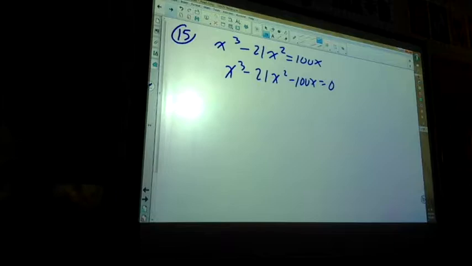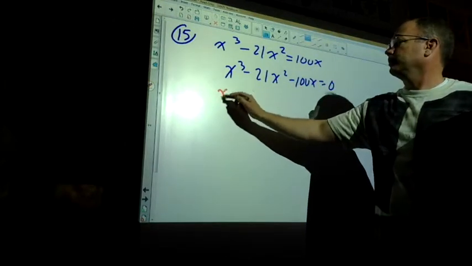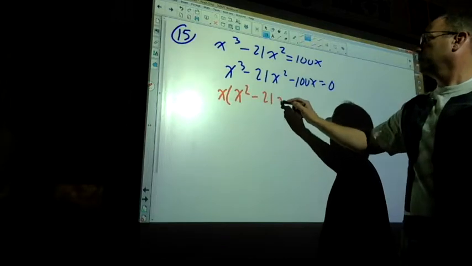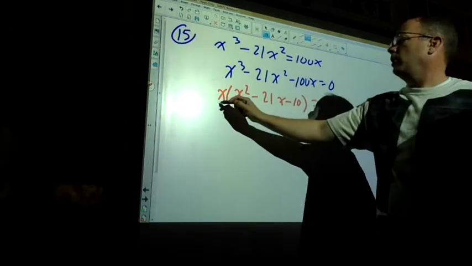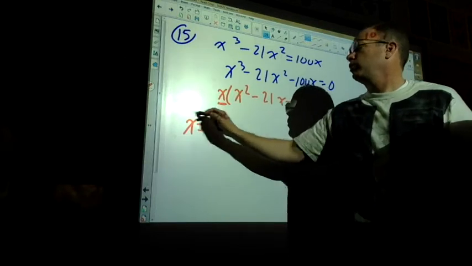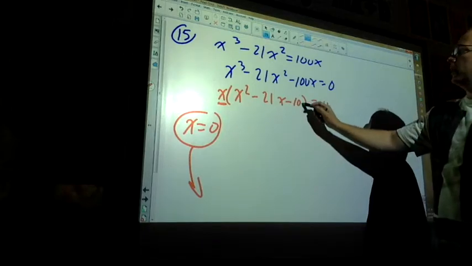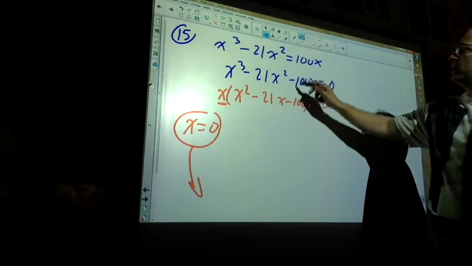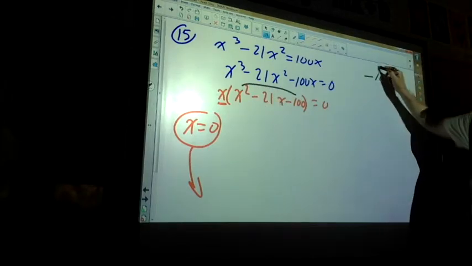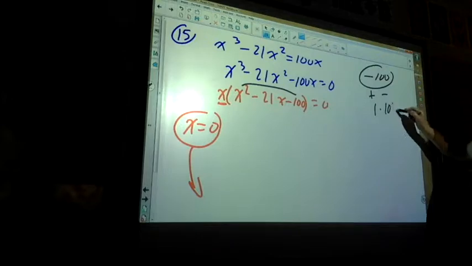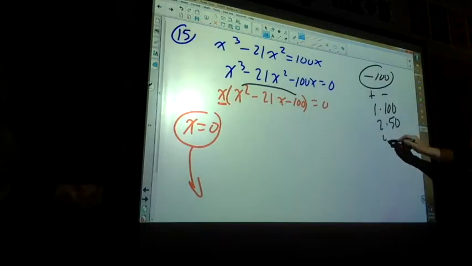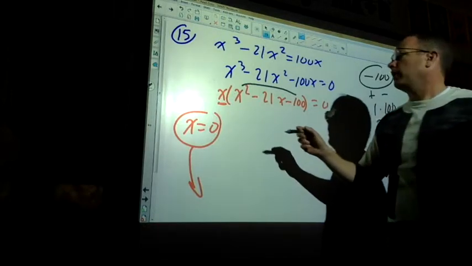Okay. We have a greatest common factor of x. All right, so x is equal to 0. This is one of my answers. Okay? It's 100. Thank you. And then let's do the factors. My magic number is negative 100. I have alternating signs. 1 and 100, 2 and 50, 4 and 25, and 5 and 20, and 10 and 10. Which ones work? I think 4 and 25 works, but I might be wrong.